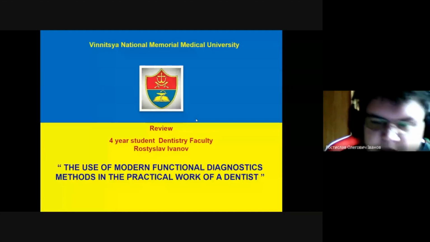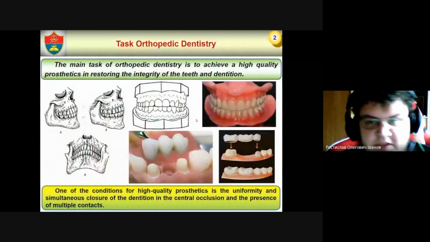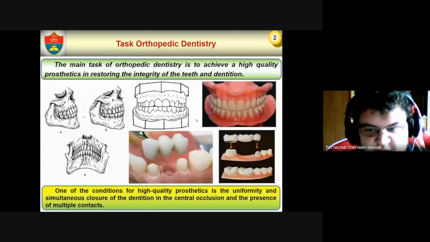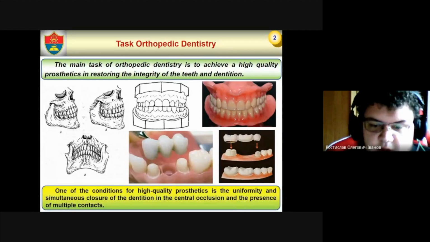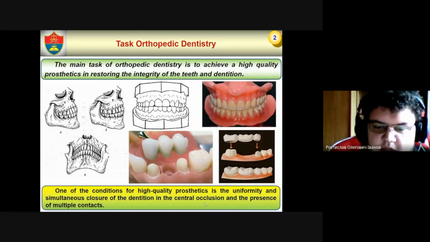Today's topic will be the use of modern functional diagnostic methods in the practical work of a dentist. As you all know, the main task of orthopedic dentistry is to achieve high-quality prosthetics in restoring the integrity of teeth and dentition. One of the conditions for high-quality prosthetics is the uniformity and simultaneous closure of the dentition in the central occlusion and the presence of multiple contacts.